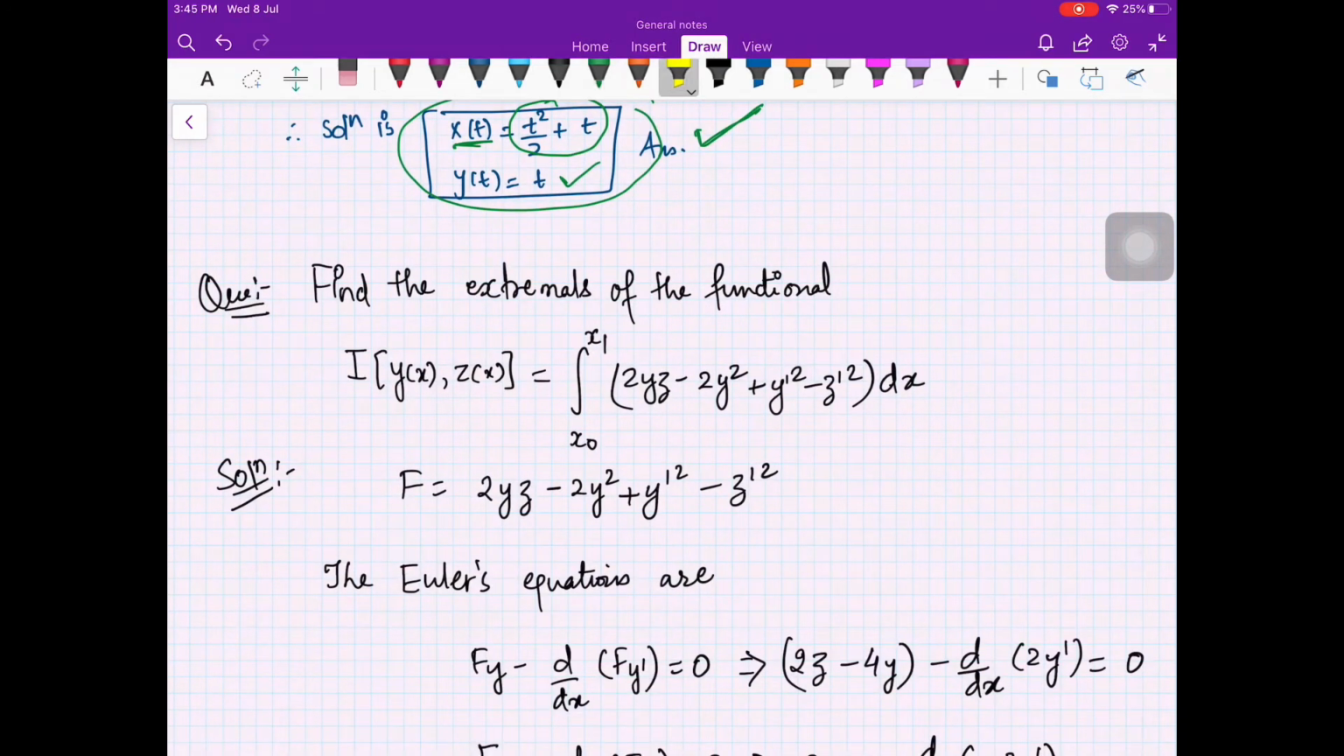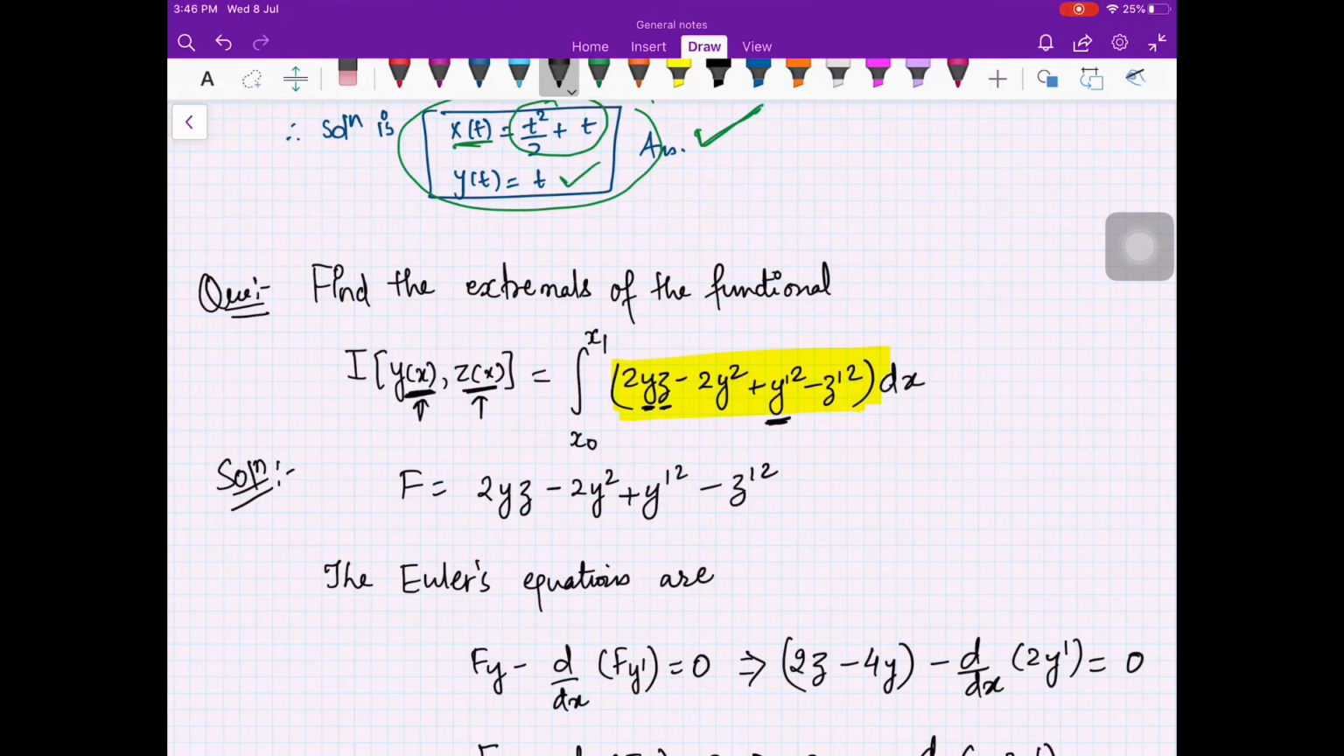Here we are saying find the extremal of the functional. So here you have a functional and you have to find the extremal. Here you can see two variables y and z, right? And on the left-hand side you are given that y is a function of x and z is a function of x. So you don't confuse that there is only one dependent variable, because otherwise there is no y dash if you treat y as independent and z as dependent.